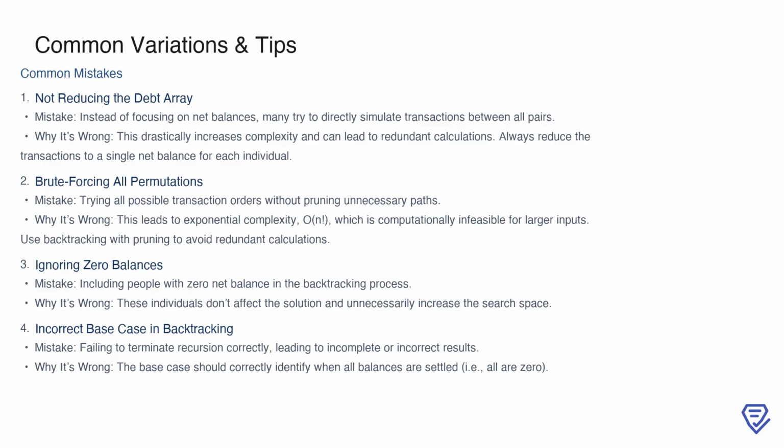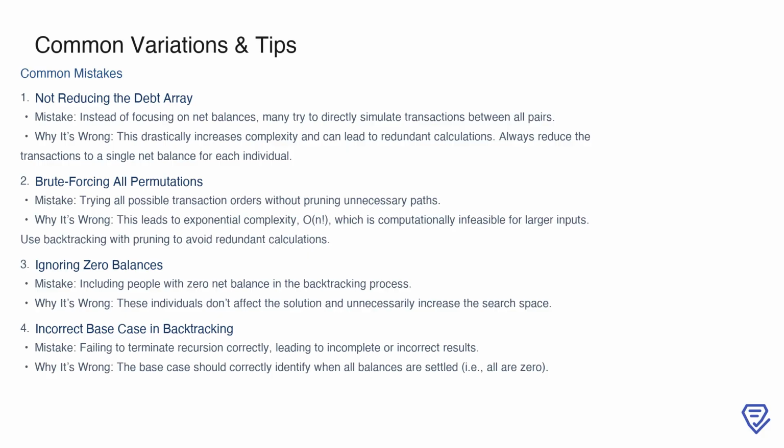Another common pitfall is brute forcing all permutations of transactions. This approach results in exponential time complexity, specifically O(n!), and is impractical for larger inputs. Instead, you should use backtracking with pruning to eliminate unnecessary paths and make the algorithm more efficient.